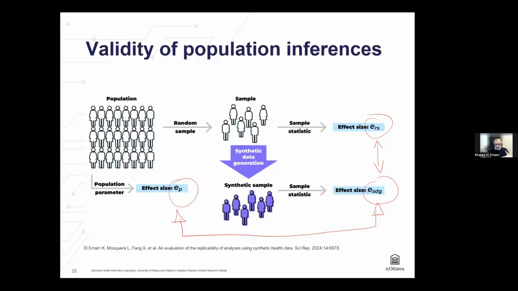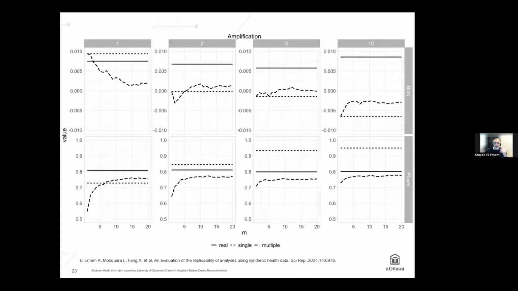So we did a simulation recently, and I'll just highlight a couple of things, because I think there are some interesting observations here.